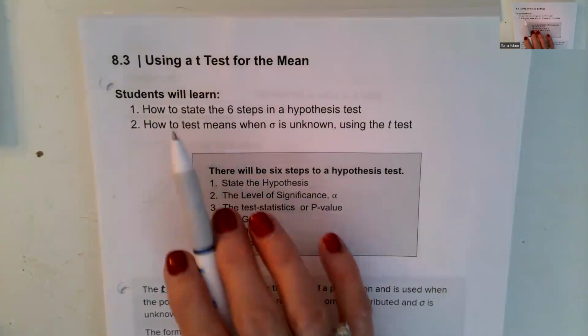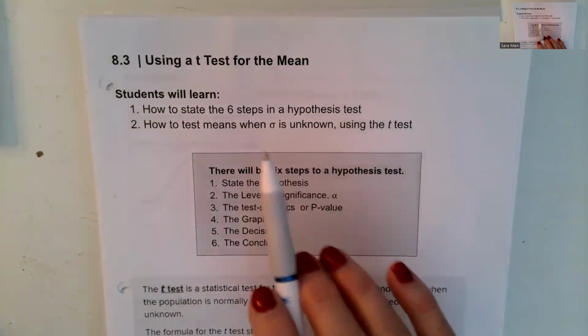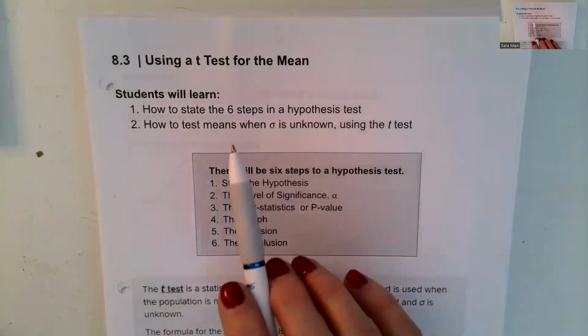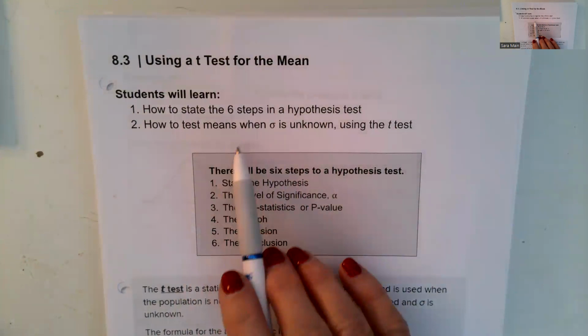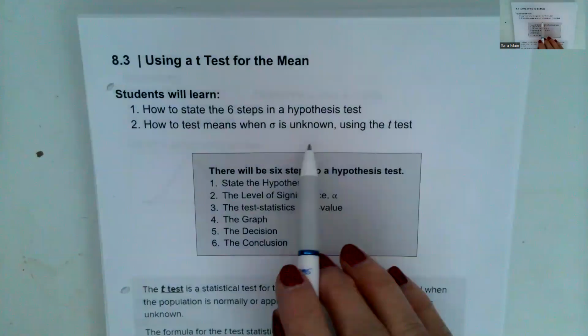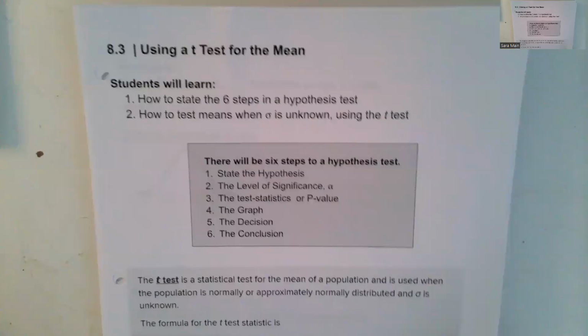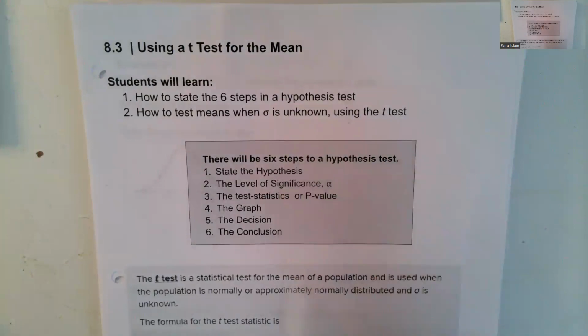So in this lesson, we're going to learn how to state the 6 steps in a hypothesis test and how to test specifically for quantitative means data when the sigma is unknown. So we're assuming the sigma is unknown, and we're going to be using the t-test. So here we go. These 6 steps are what you're going to be expected to show in your chapter 8 project for me, as well as on the final exam.